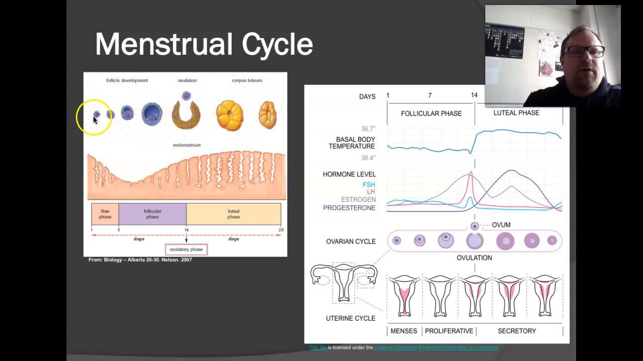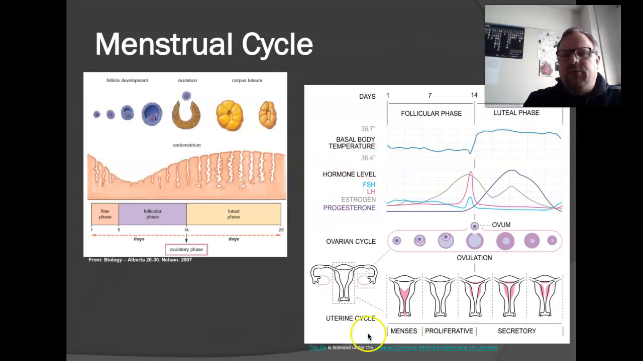So you can see that follicle begins to develop at the beginning of flow phase. So this is that whole primary oocyte and the follicle developing. Ovulation occurs when that follicle ruptures and fuses with the outside of the ovary and spills into the fallopian tube. And then we can see what happens with the corpus luteum, where it develops from what's left of the follicle and starts to release estrogen and progesterone. And then if implantation doesn't occur, then the corpus luteum begins to break down and hormone levels drop.